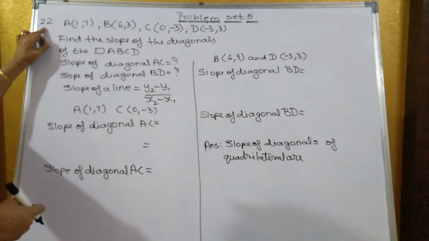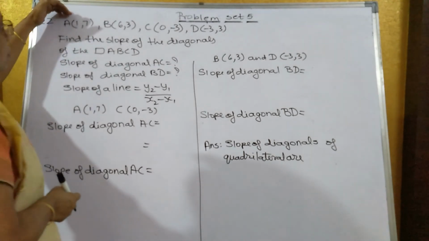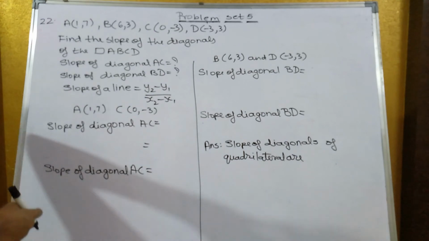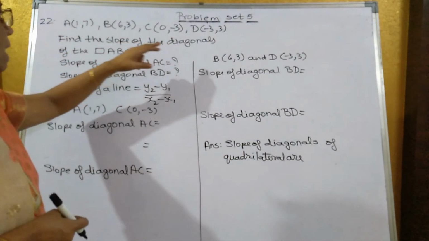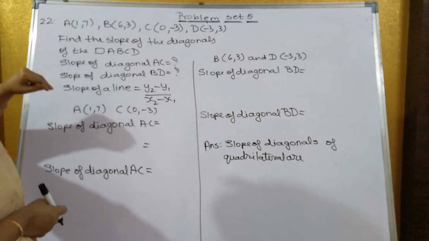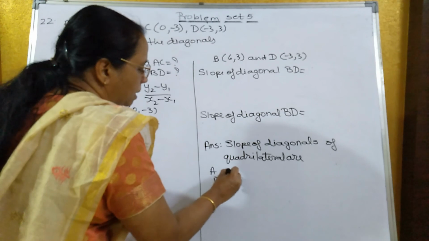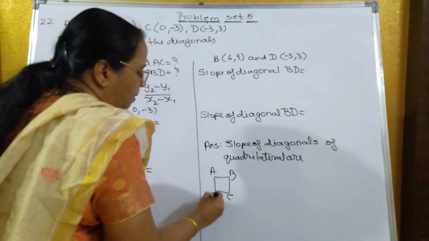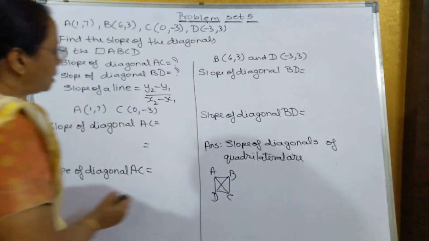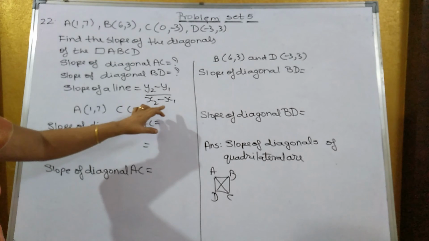Now the last sum of problem set 5. They have given the coordinates of A, B, C, D, which are the vertices of a quadrilateral. We have to find out the slope of the diagonals of the quadrilateral ABCD, that is the slope of diagonal AC and the slope of diagonal BD. Now the slope of a line is what? y2 minus y1 upon x2 minus x1.